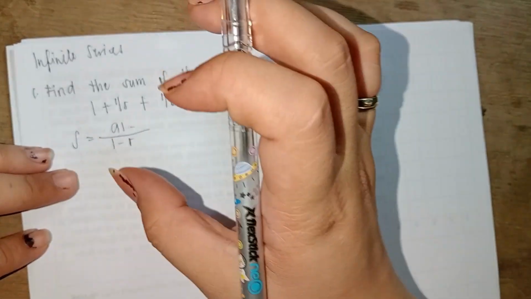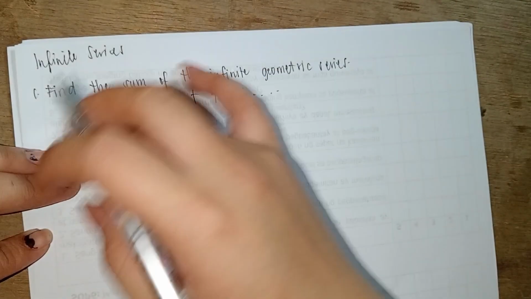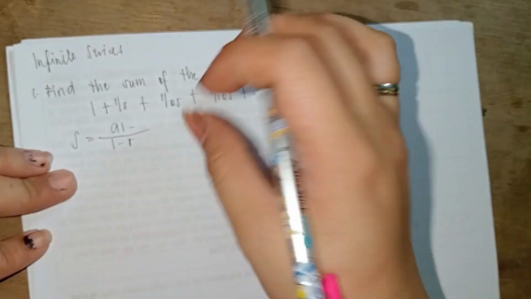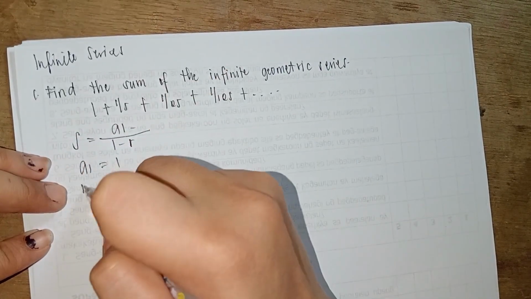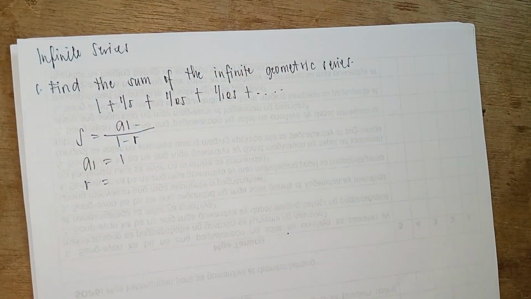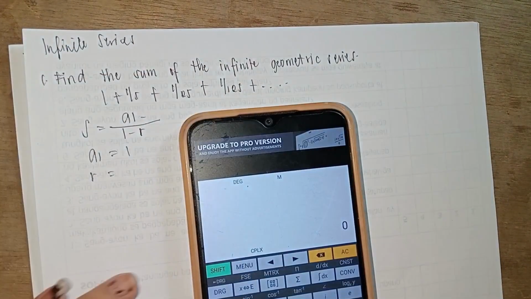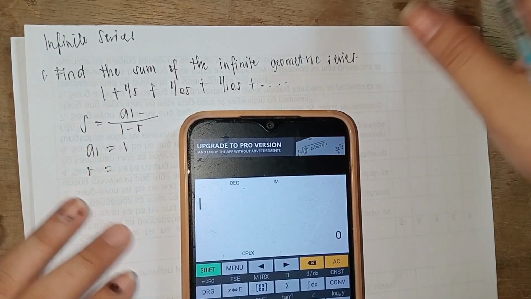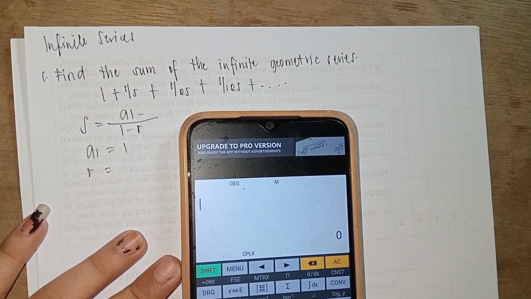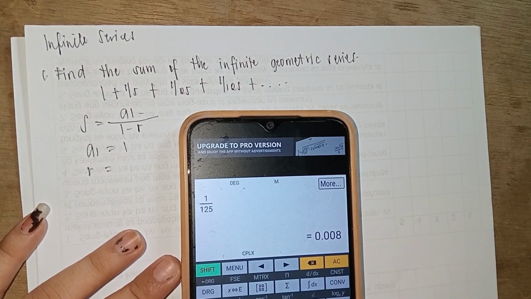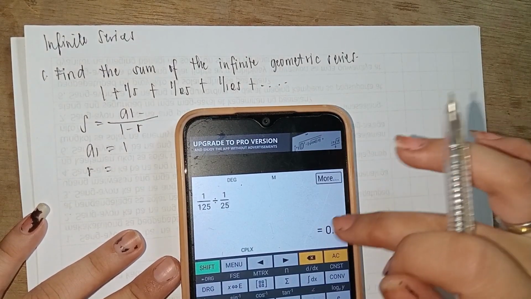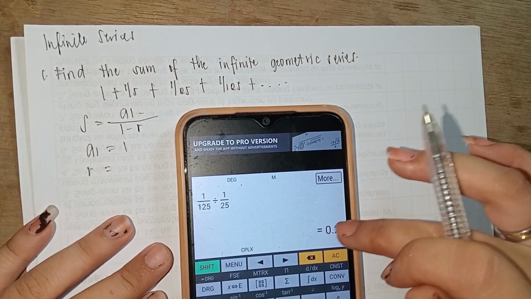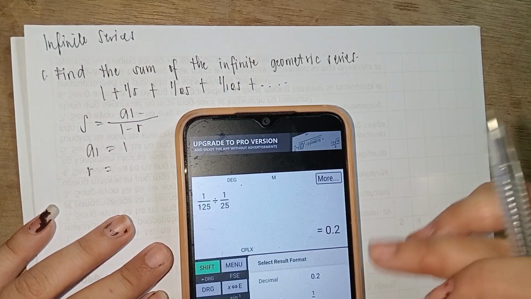So we will first find the equivalent values for our formula. A of 1, of course, the first term, is 1. Our ratio is, what is the ratio of the given geometric series? So we have here the calculator. So 1 over 125 divided by 1 over 25. So that is 0.2. But if we convert it into fractions, we get 1 over 5.